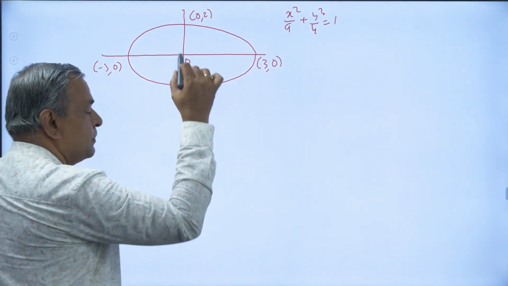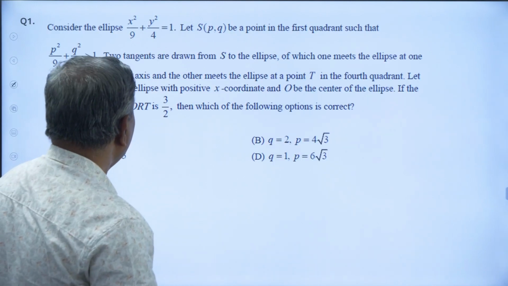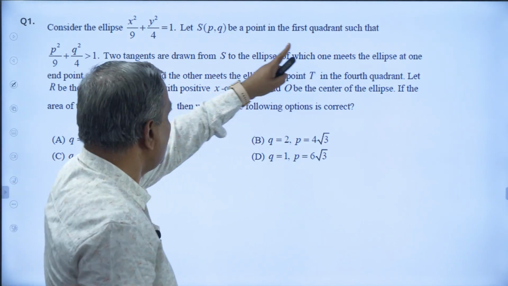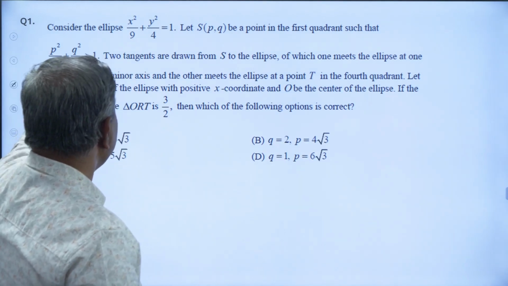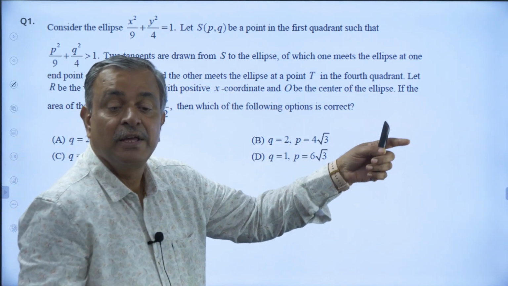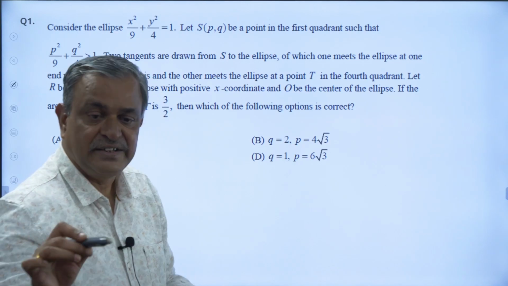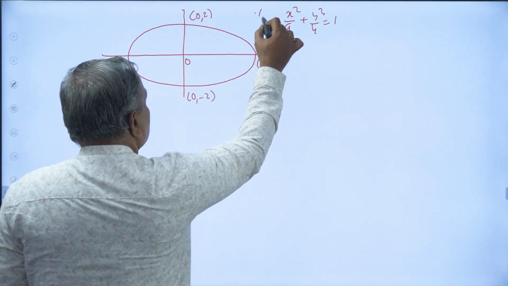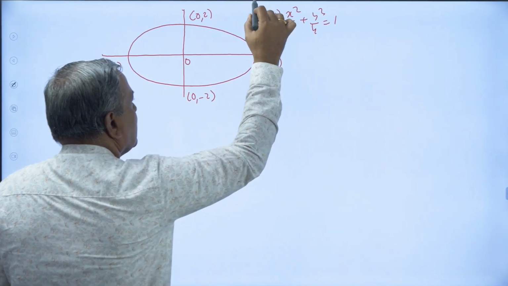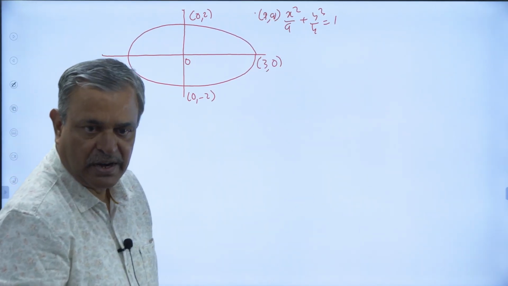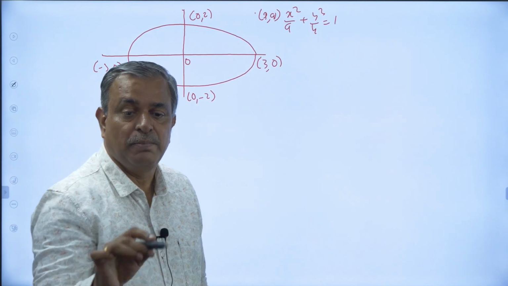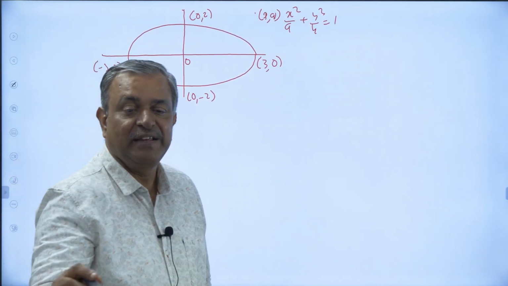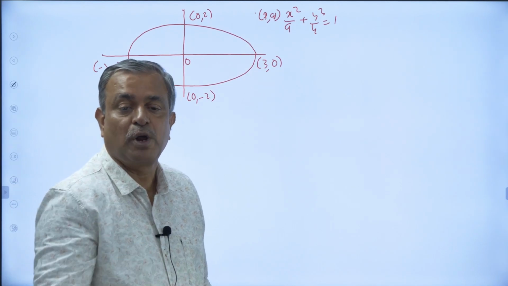First sentence is over. Okay, go back. Consider the ellipse. P comma Q is a point in the first quadrant such that p square by 9 plus q square by 4 is greater than 1, meaning P comma Q is outside the ellipse in the first quadrant. Immediately write P comma Q, written outside the ellipse. Correct? So do not write the complete problem; whatever the sentence, write the information. What happens when you read the last sentence? Automatically half of the problem is solved.